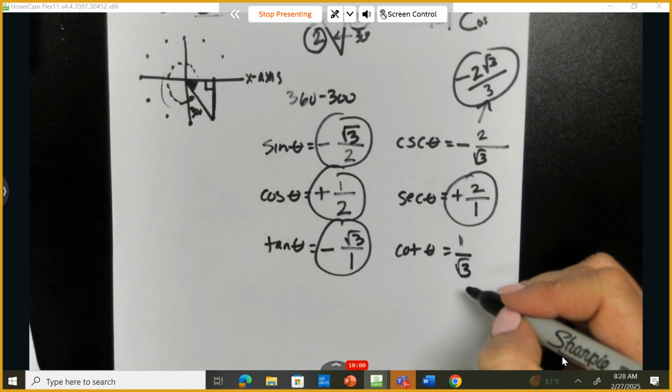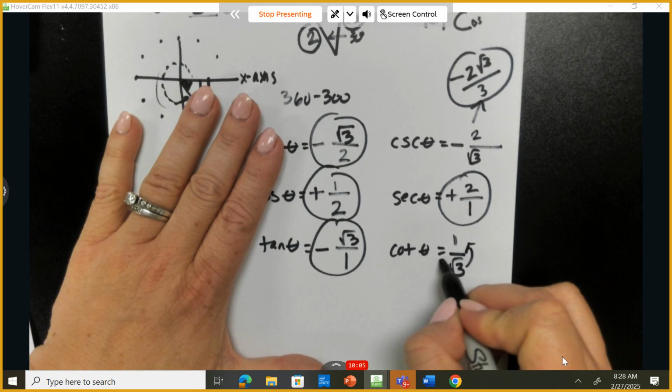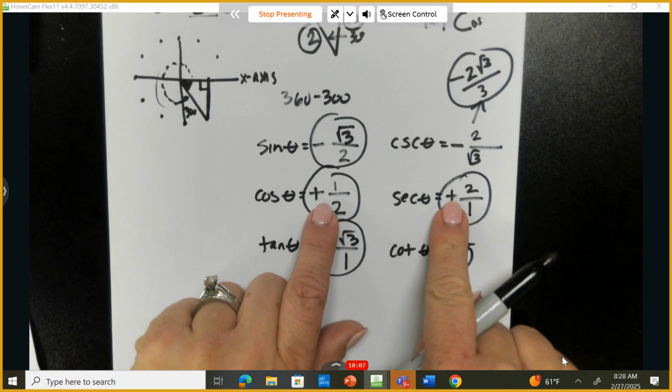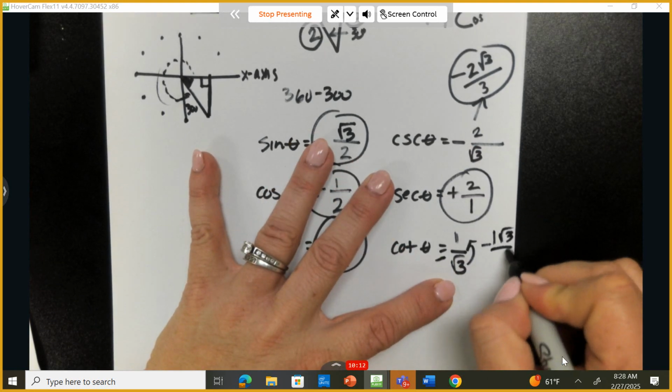Just wait, please. I have to check things. Okay, up here, I'm going to move this up. This has to have a negative. So positive, positive, negative, negative. These need to be negative, negative. So this is negative 1 square root of 3 over 3.